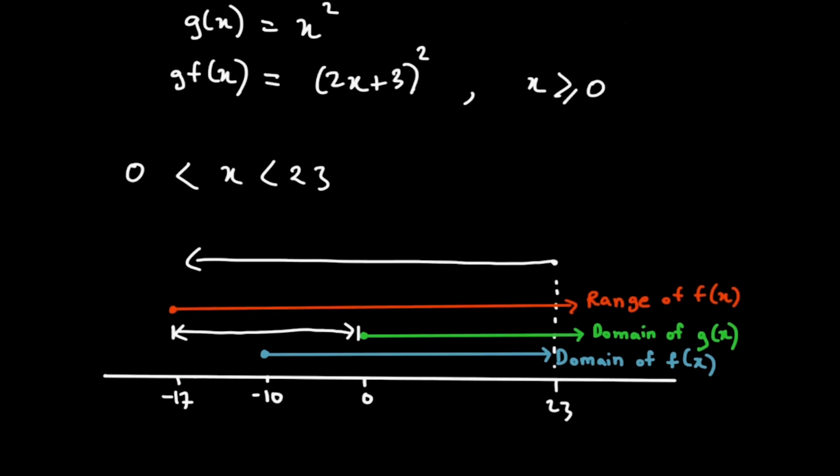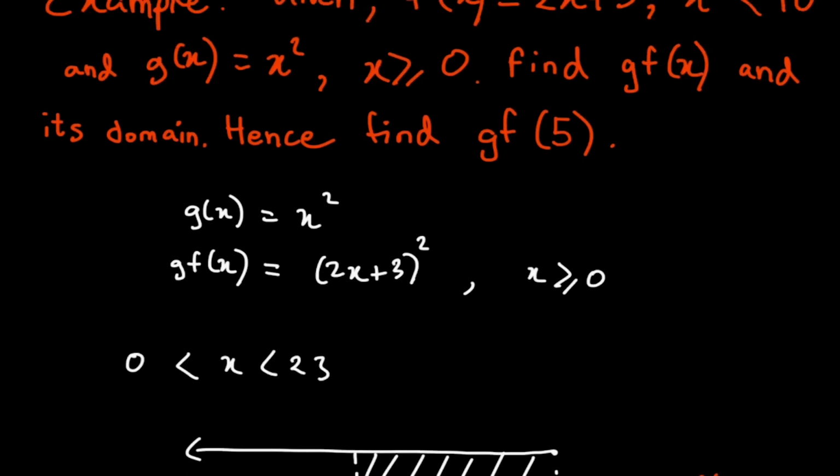It's always the common region of the range of f of x and the domain of g of x, as in the range of the inner function and the domain of the outer function. So the common region here is this part, which is 0 to 23. So x is greater than or equal to 0 and less than 23.